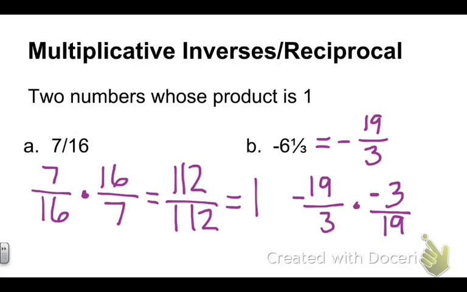-3/19. I could multiply these out, or I could simply say 19 is a factor of 19, those are going to be 1. 3 is a factor of 3, those are going to be 1. 1 times 1 is 1, 1 times 1 is 1, and 1 divided by 1 is 1. So the reciprocal is just taking that fraction and flipping it.